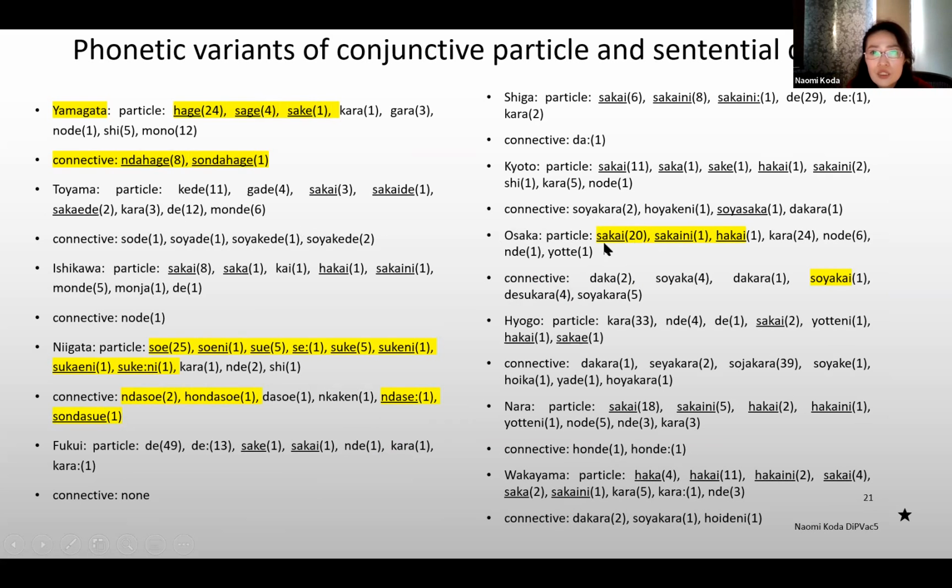But if we see Osaka, Sakai, Sakai, ni Hakai, in Osaka they made clear vowel distinction, Sakai, Sakai, ni Hakai. In connective too, so yakai.